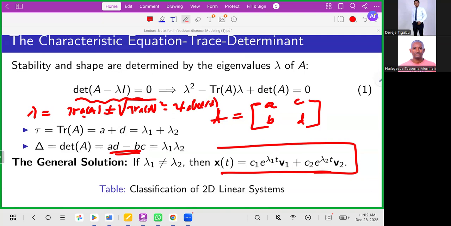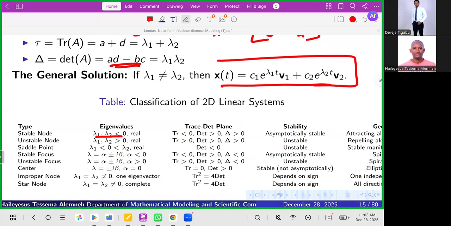The value inside the square root is the discriminant. Therefore, if the two eigenvalues are less than 0, which means that the trace is less than 0 and the determinant is greater than 0, and also the discriminant is greater than 0, the equilibrium point is a stable equilibrium point, and it is asymptotically stable.